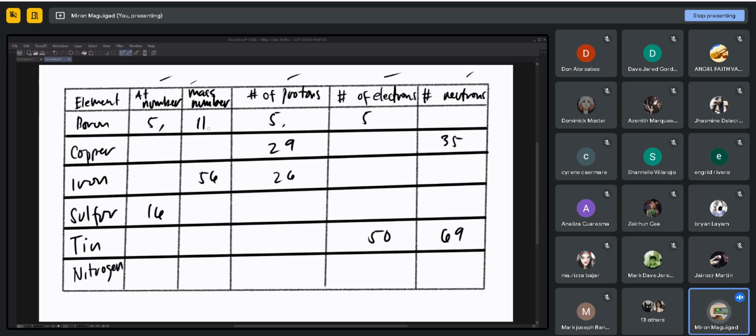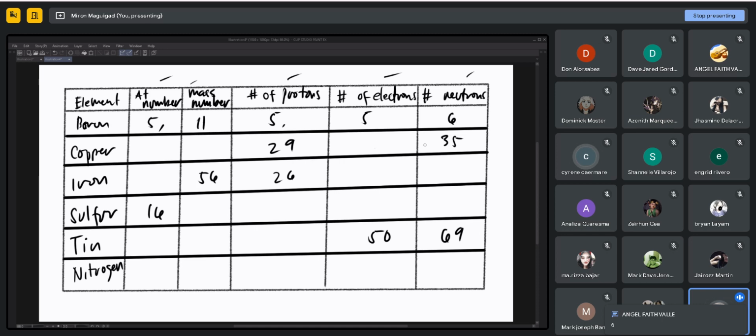Again, mass number is the sum of protons and neutrons. Okay? So, paano namin kukunin yun? E di minus lang natin si mass number kay proton to get the number of neutrons. So 11 minus 5 is 6. Very good. Thank you po sa mga sumagot. So, ganun lang kadali. Isa pa.